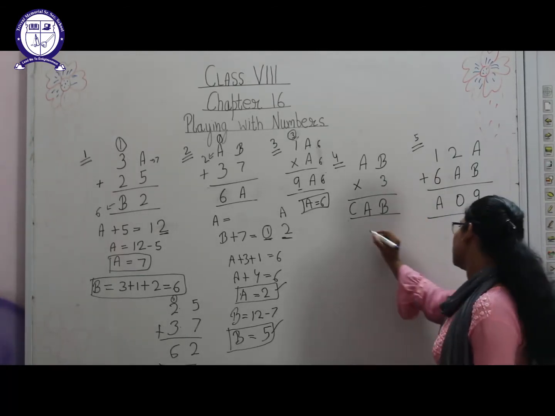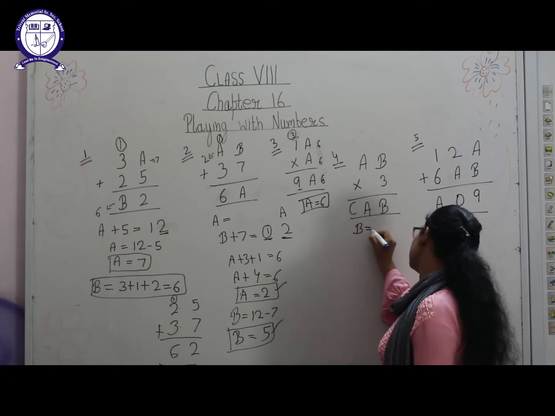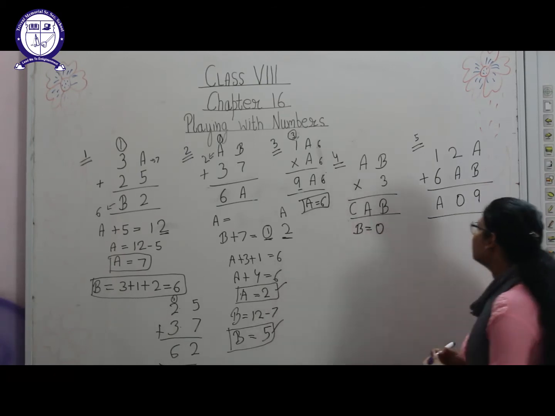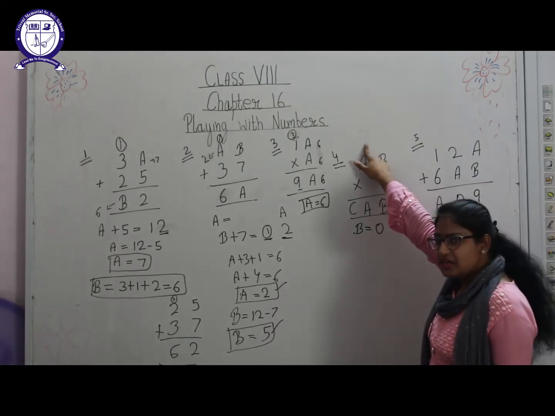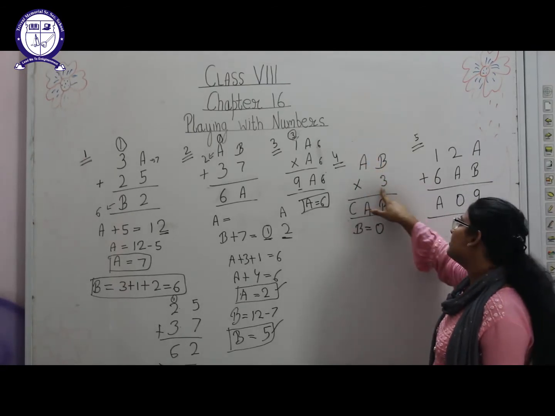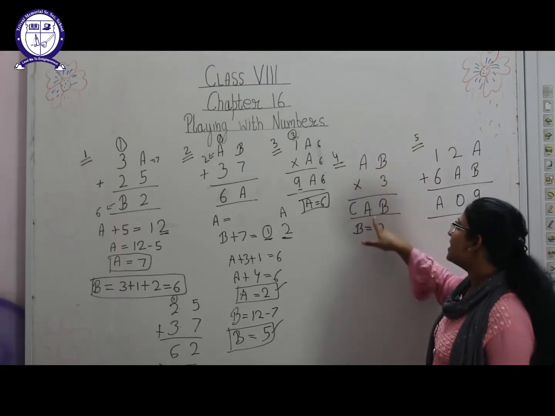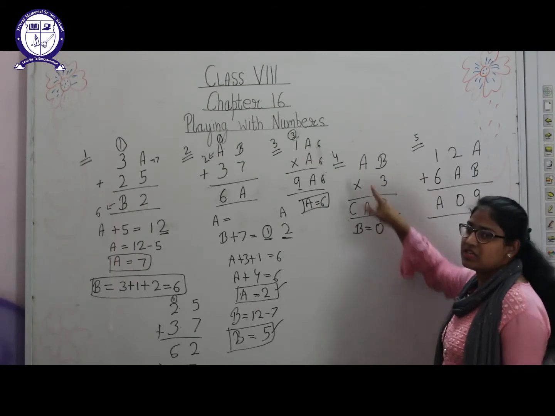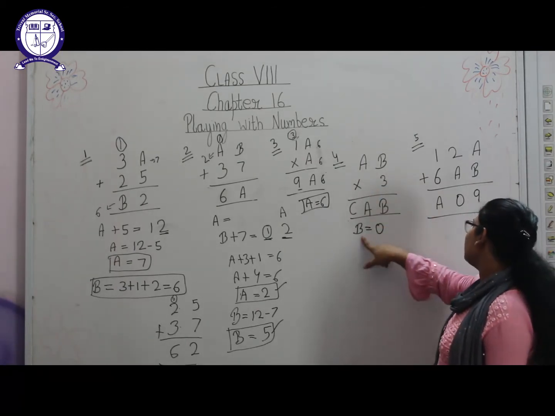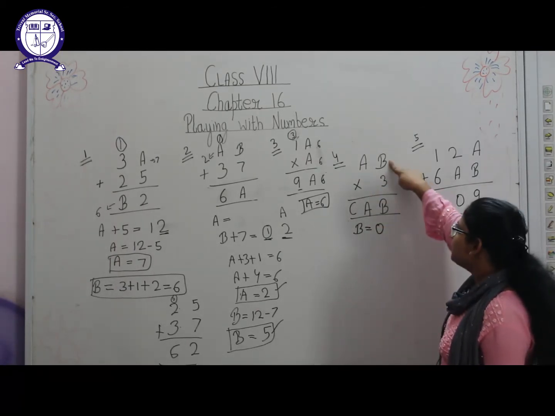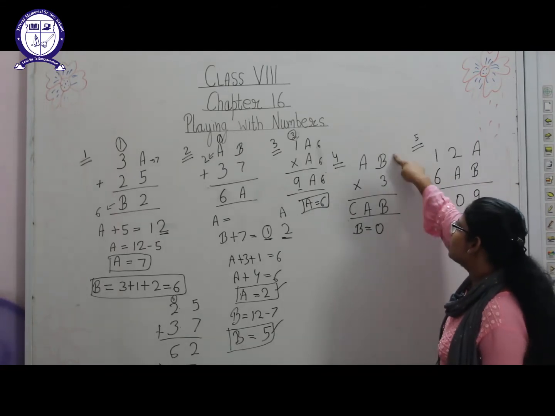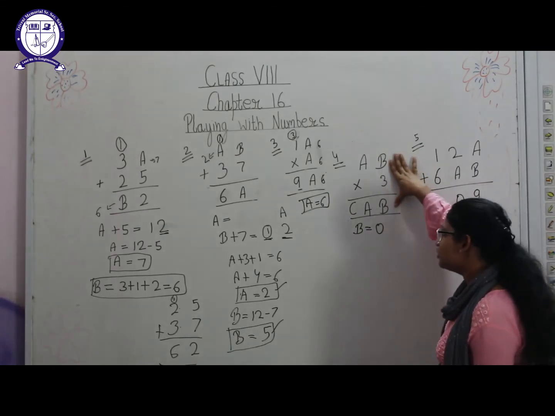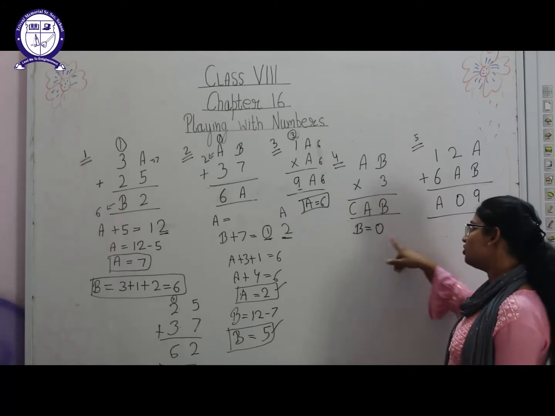So in this we can take the value of B to be 0, because if we take any other value we will get a carry here, and if we get a carry, it will not be possible to get the same value of A on both these places. Okay, so we are taking B as 0 here. As we put 0 here, 3 into 0 will be 0. It means both the values of B come out to be 0.